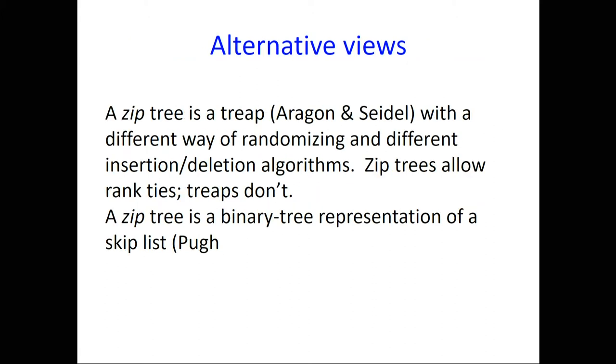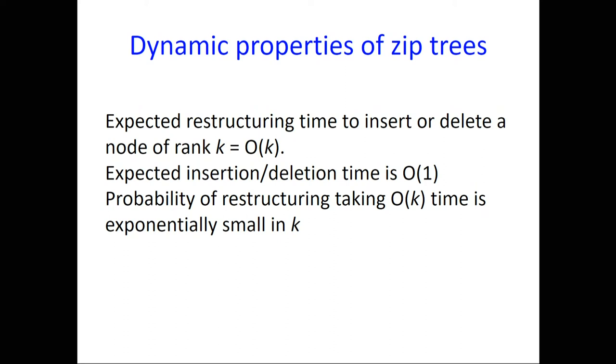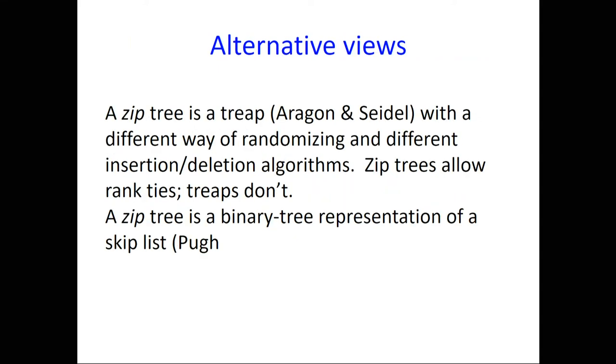Now, I mentioned that this is not really a new data structure. Other people have suggested this notion of a randomized search tree with nodes having ranks or priorities and things being heap ordered with respect to priorities. Notably, Aragon and Seidel, who called their data structure a treap, chose their priorities from a space that's large enough to eliminate ties. But you don't really need to, that is rank ties in our setting, but rank ties don't affect things at all.